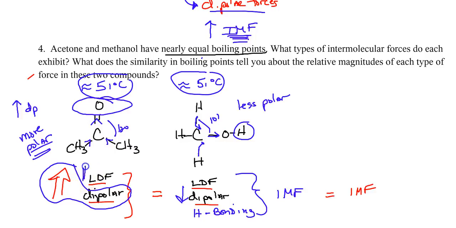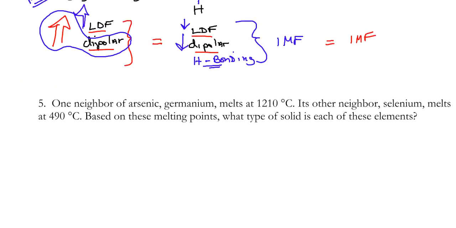So I can make the case that the LDFs are bigger here, both with the same shape but more electrons, like we talked about with the carbon tetrachloride above. So the LDF is bigger, the dipole moment's bigger, and because of that, that difference can compensate for the extra H bonding, and that's why they're the same. All right, so moving on to the last question, good times.